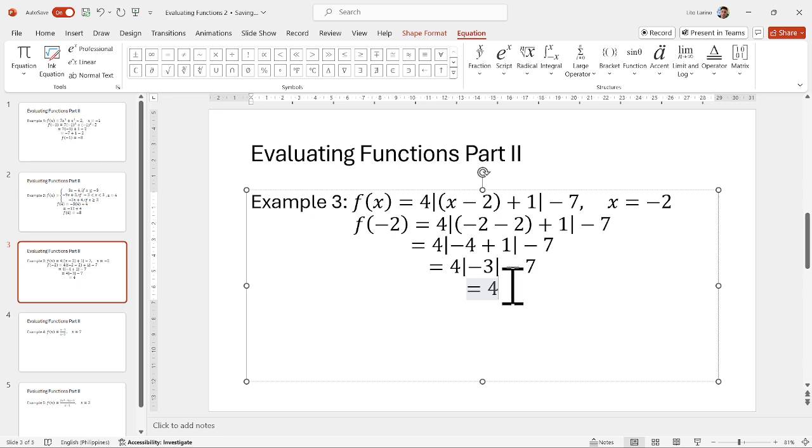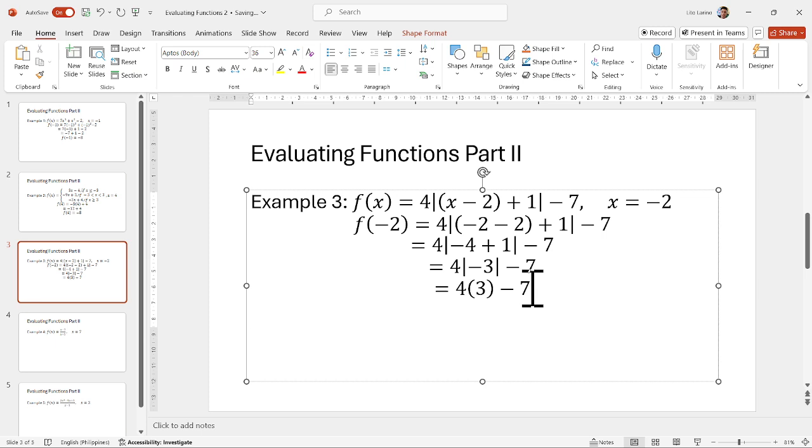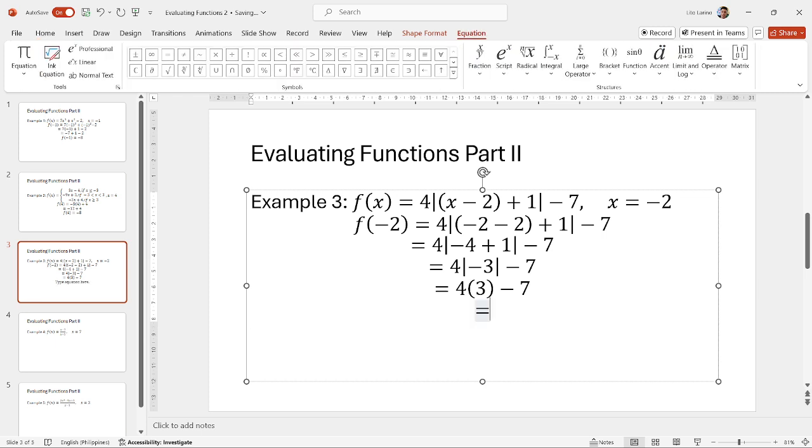Multiply the absolute value of negative 3. Again, when we take the absolute value, we always take its positive equivalent. That is 3 minus 7. And we have 4 times 3 is 12 minus 7.